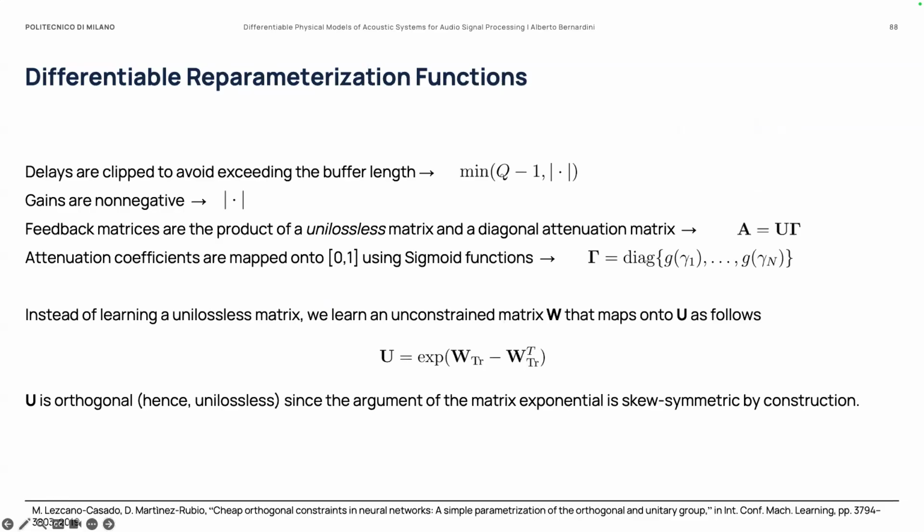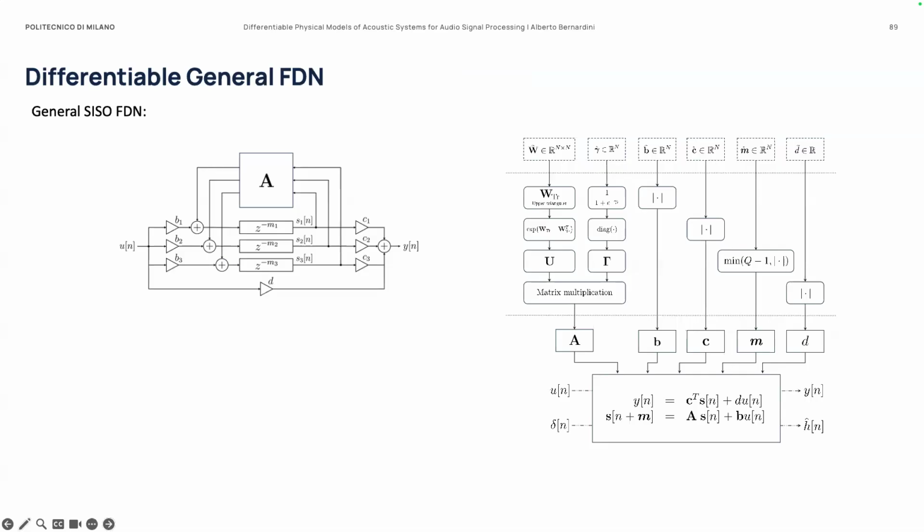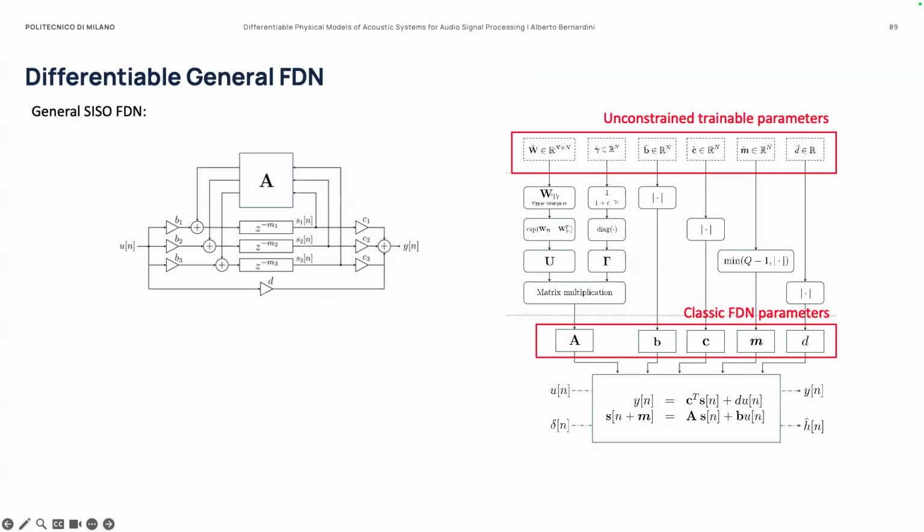Then you can apply some constraints to the parameters of the delay network. For instance, the matrix A, for energy preserving reasons, should be a unilossless matrix. So the feedback matrix A is usually set to be the product between a unilossless matrix U and the diagonal matrix gamma, where you have attenuation coefficients. And there are ways to impose the unilossless property, like exploiting this formula. So the idea is that you have some constraints to apply. So you are not directly learning the parameters of the feedback delay network. You learn some unconstrained trainable parameters, you apply the constraints, like absolute values to keep the values positive, or some other transformations, and then you plug the constrained parameters into the FDN.